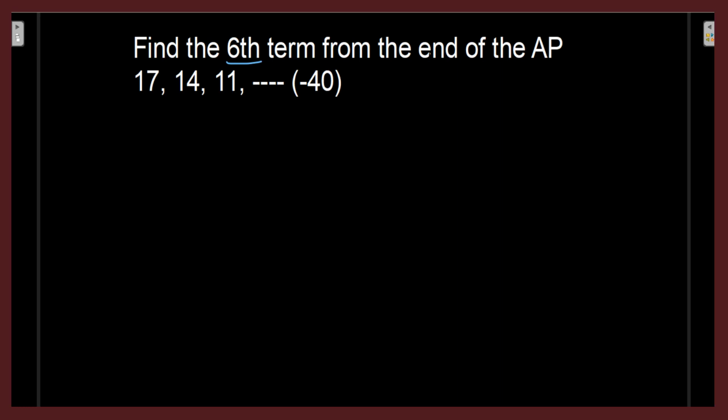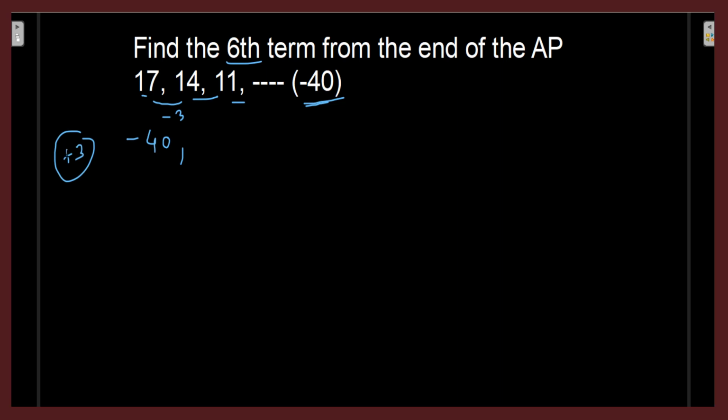Find the sixth term from the end of the AP 17, 14, 11 and the last term is minus 40. I hope you can solve this. Pause the video, try it yourself and then check whether your answer is correct or not. Here I am solving the same question. So write this AP in a reverse way, so that the last term will be the first term, minus 40. Here the common difference is minus 3. So you will take plus 3 as a common difference and go on adding plus 3 in each successive term.